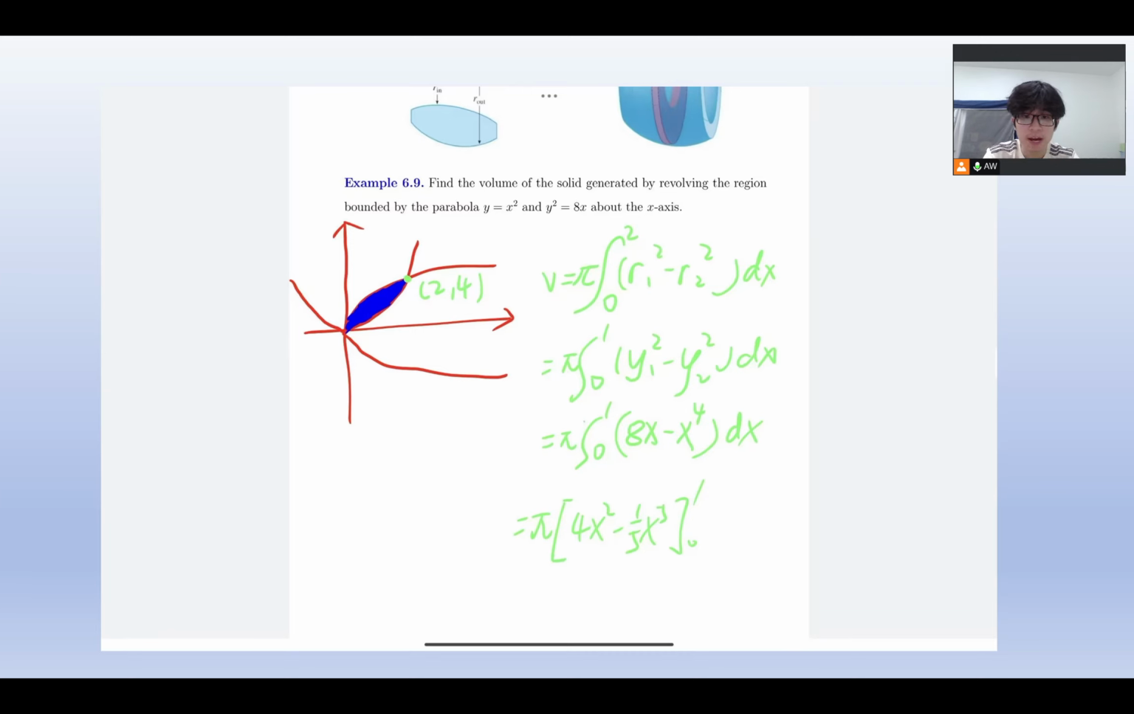V equals pi times the integral from 0 to 2 of r1 squared minus r2 squared dx. In this situation, r1 is y1 and r2 is y2. So next, we should substitute y with x. As you can see here, this equals pi times the integral from 0 to 1 of (8x minus 8 squared) dx, and finally we can get the answer.